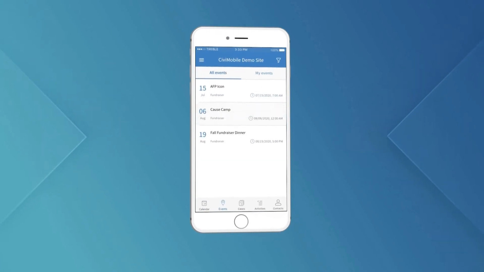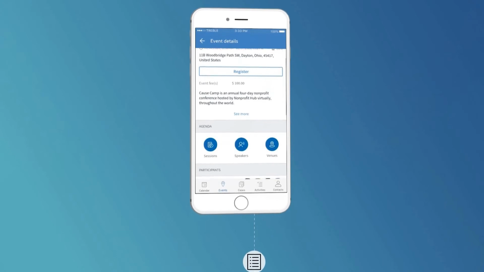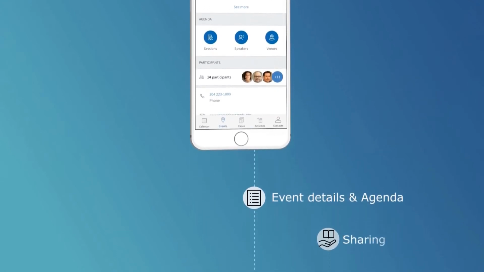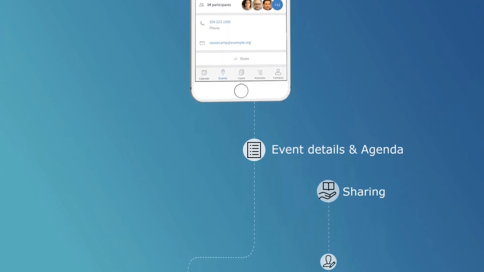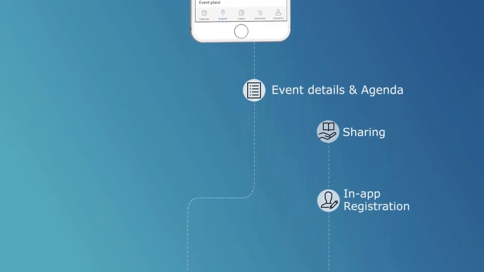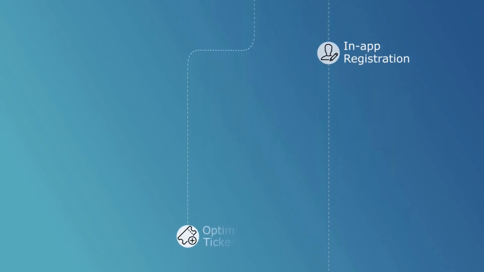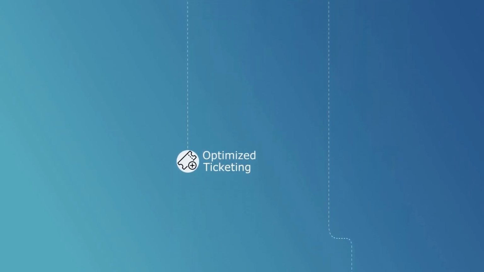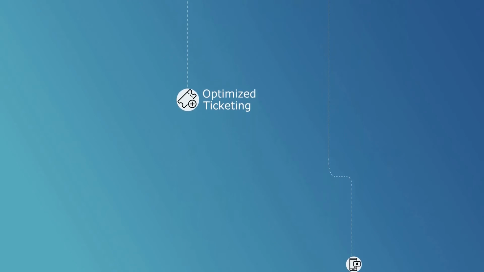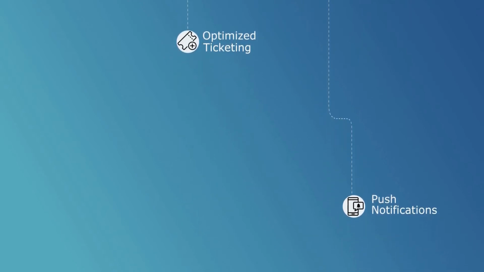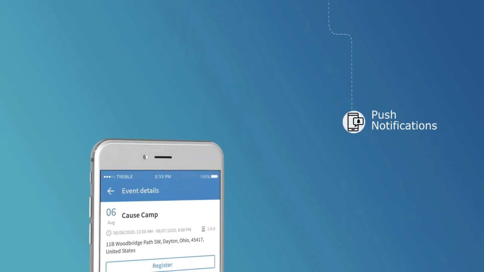View full event details to plan your time at the event. Share event details with friends and connections across social media networks. Register conveniently on your phone to skip long lines at the registration desk on the event day. Generate a ticket with a QR code for the fast and optimized check-in process. No worries about missing out on anything important. Push messages with relevant information will reach you timely.